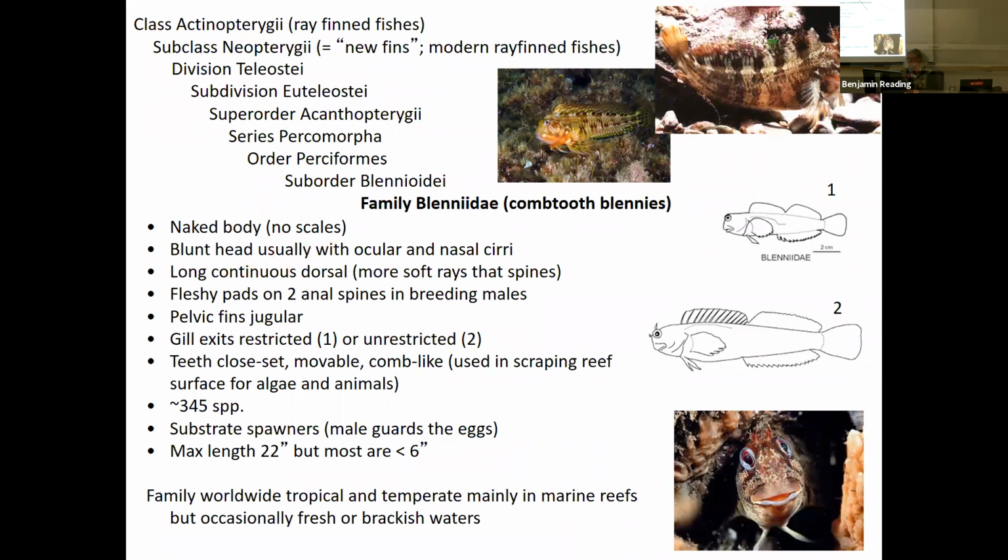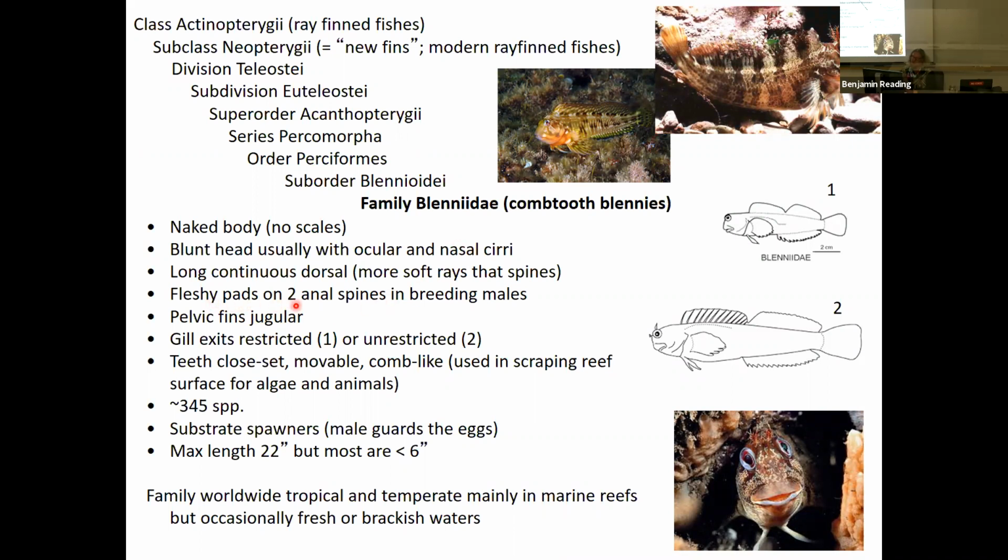Blunt head, again, usually kind of a blunt head here. And again, ocular or nasal cirri. So again, these cirri, they either come off the nose and or up off the eyes. Very common. Long continuous dorsal fin here. And there are always more soft rays than there are hard spines. So these things don't have a whole lot of hard spines, mostly soft rays.